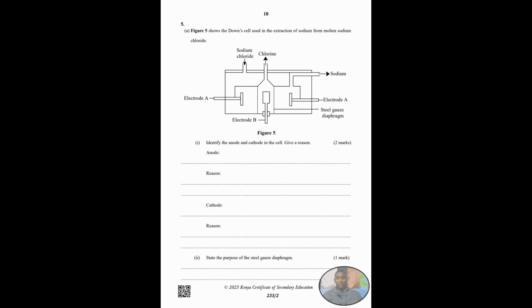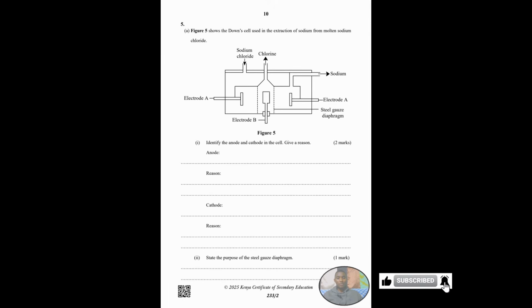So as we know, learners, sodium is extracted from its chief ore, rock salt, sodium chloride, which is melted or is molten and put in the Downs cell using the Downs process.